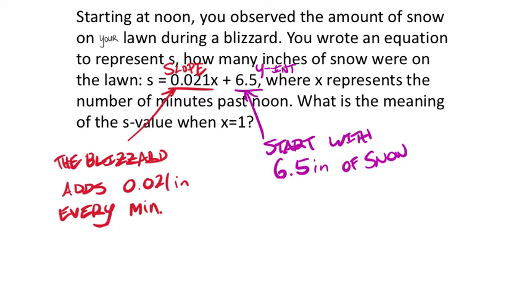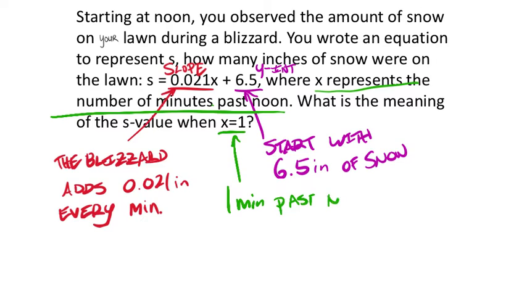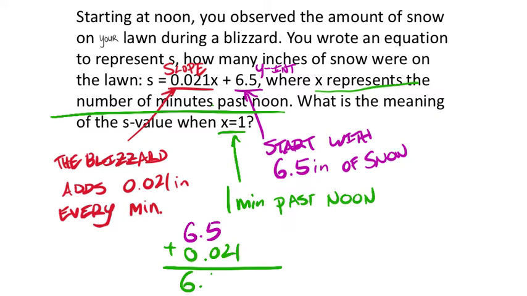So here, when it asks what is the meaning of the S value when x is 1? x represents the number of minutes past noon, so that would be 1 minute past noon, because that's when you started to measure the snow. So you take your 6.5 inches that you start with at noon, and then add 0.021 to that, and that gives the corresponding y value, which is 6.521 inches of snow.